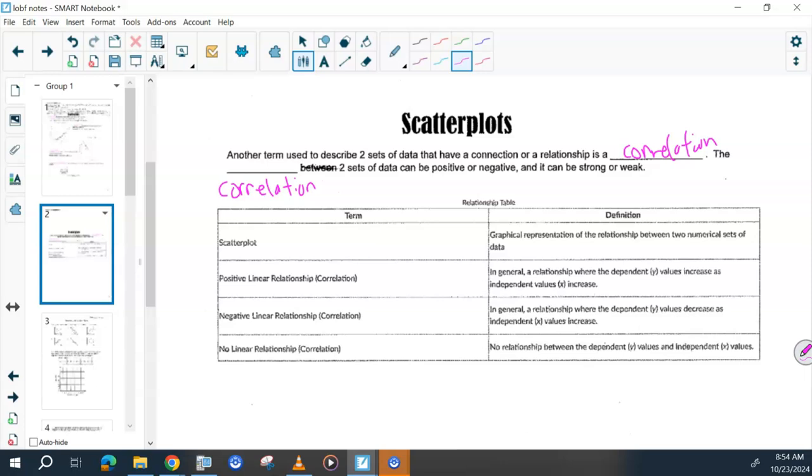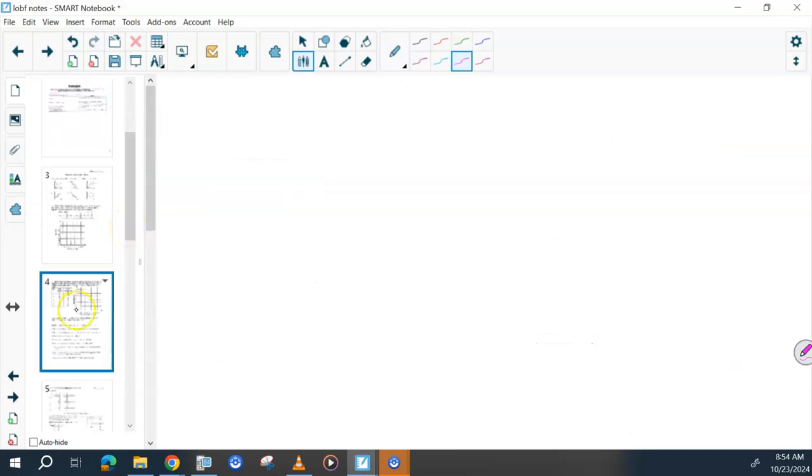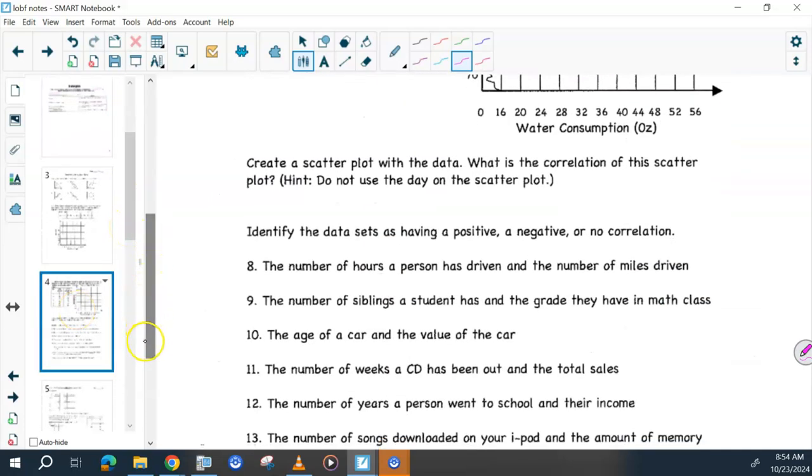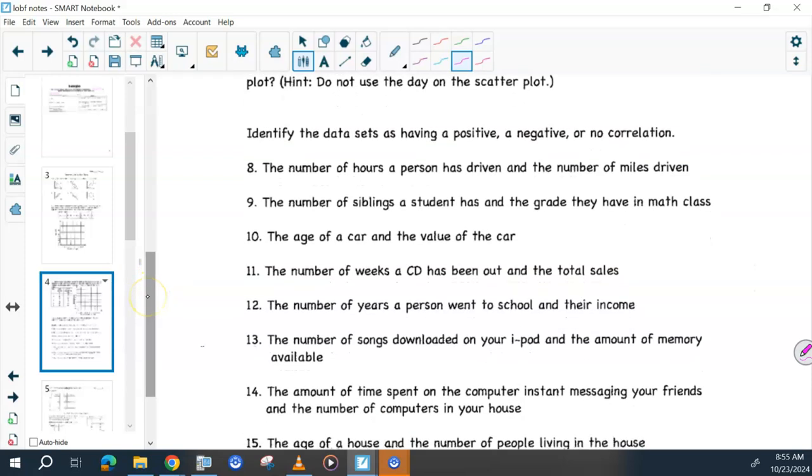So on the next page is a lot of just review on scatterplots in general. That is there for your practice. We're going to go to the back of the next page and look at some of these examples. So these are given certain scenarios, and we're going to just determine if they are positive, negative, or have no correlation. So the number of hours a person has driven and the number of miles driven, they're positive.